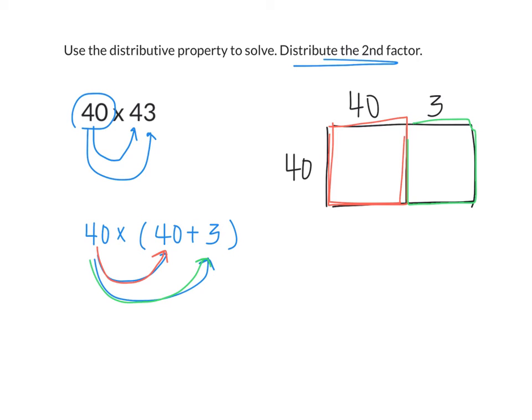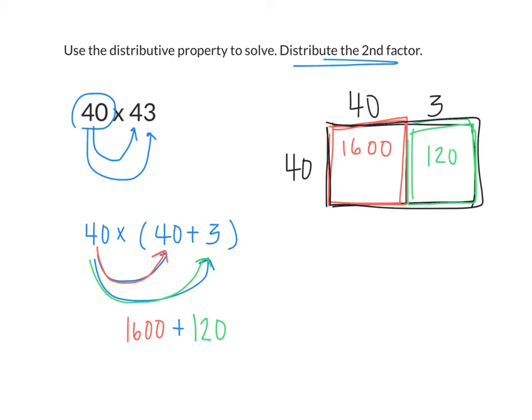So let's go ahead and find the area. How do I find 40 times 40? I can do 4 tens times 4 tens, right? What's 4 times 4? 16. What's 10 times 10? So 16 hundreds, which is 1,600, right? Okay, and then for the next part, I have 40 times 3. 40 is the same as 4 tens, right? So what's 4 times 3? 12. What's 4 tens times 3? 12 tens, or 120.